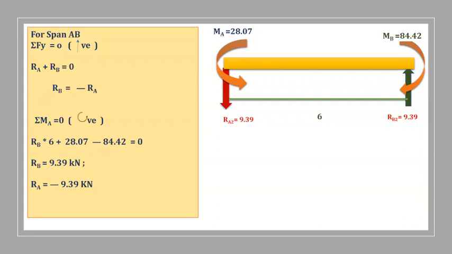Now you take sigma MA. So RB2 into 6 plus 28.07 minus 84.42. There is no additional load. So now I will get RB equal to 9.39, RA equal to minus 9.39. So that's why I will indicate RA2 is the downward side, or otherwise you can keep it upward side and that value you will indicate minus 9.39.